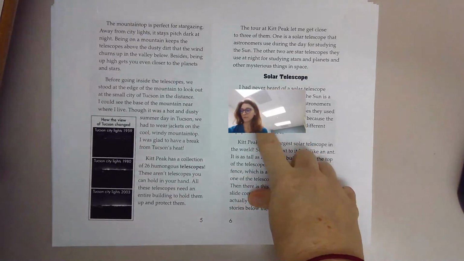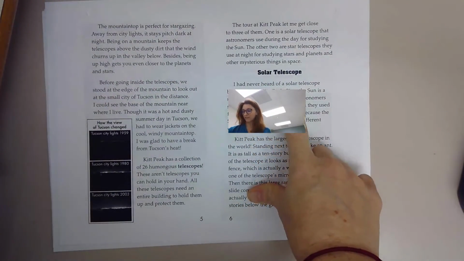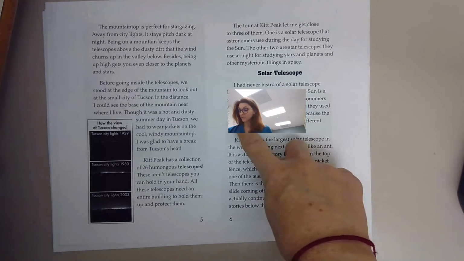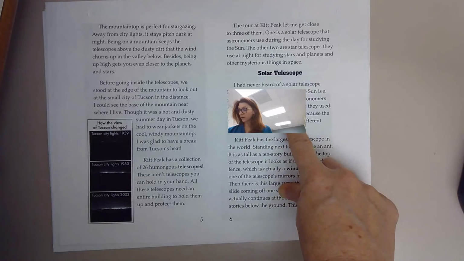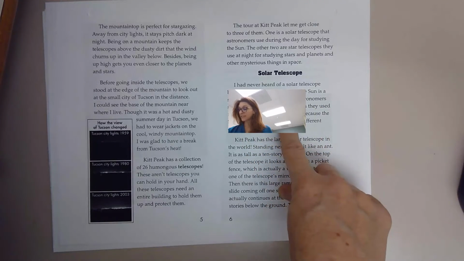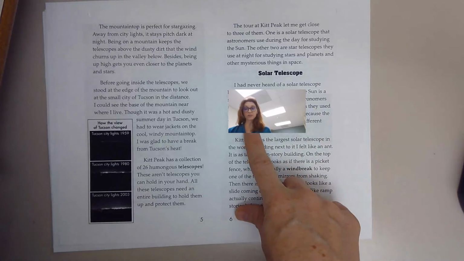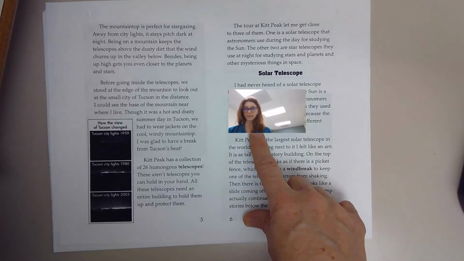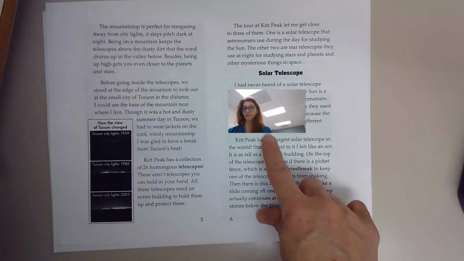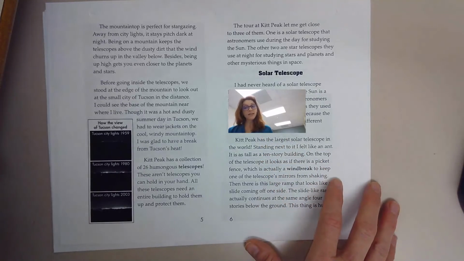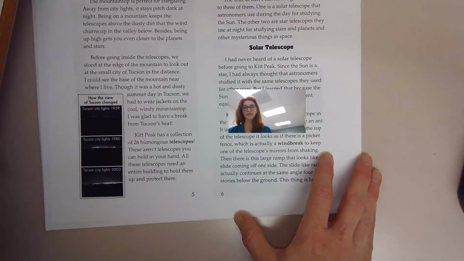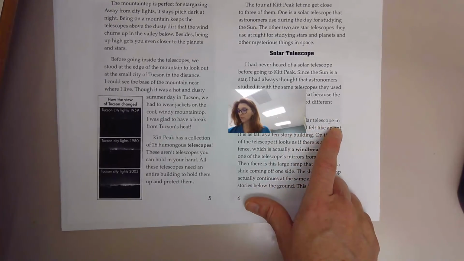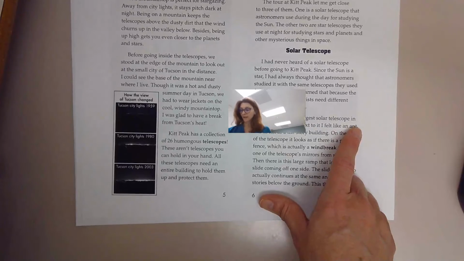Solar telescope. I had never heard of a solar telescope before going to Kitt Peak. Since the sun is a star, I had always thought that astronomers studied it with the same telescopes they used for other stars. But I learned that because the sun is so bright, scientists need different equipment to look at it. That's interesting. I never knew that myself. That's very cool. Kitt Peak has the largest solar telescope in the world.